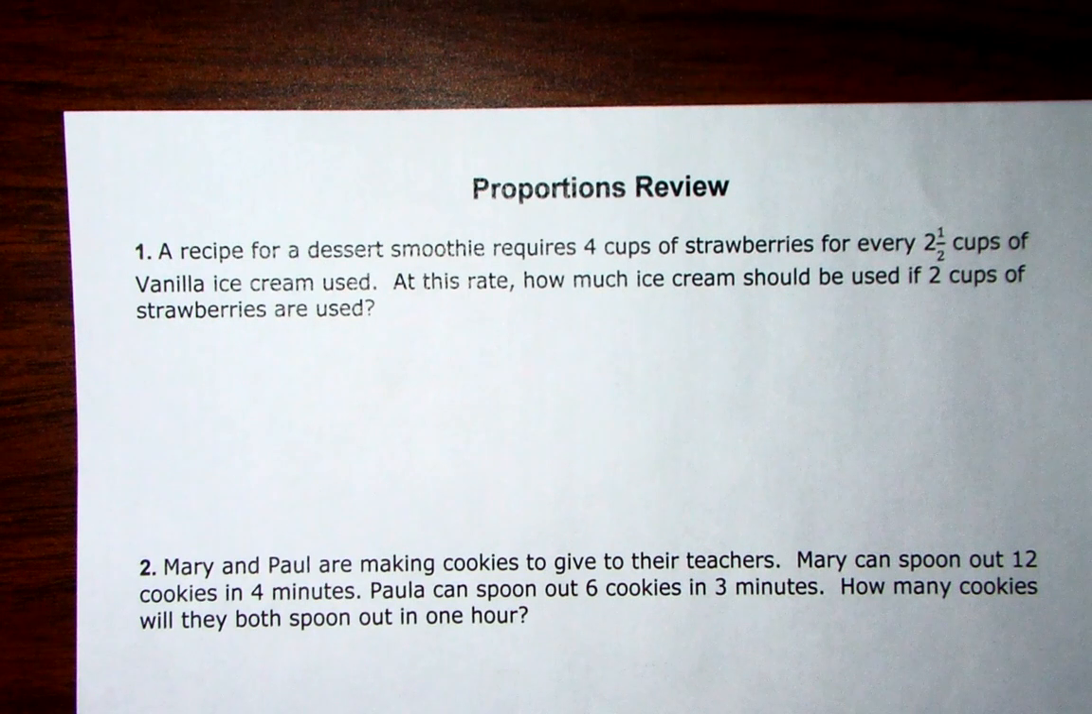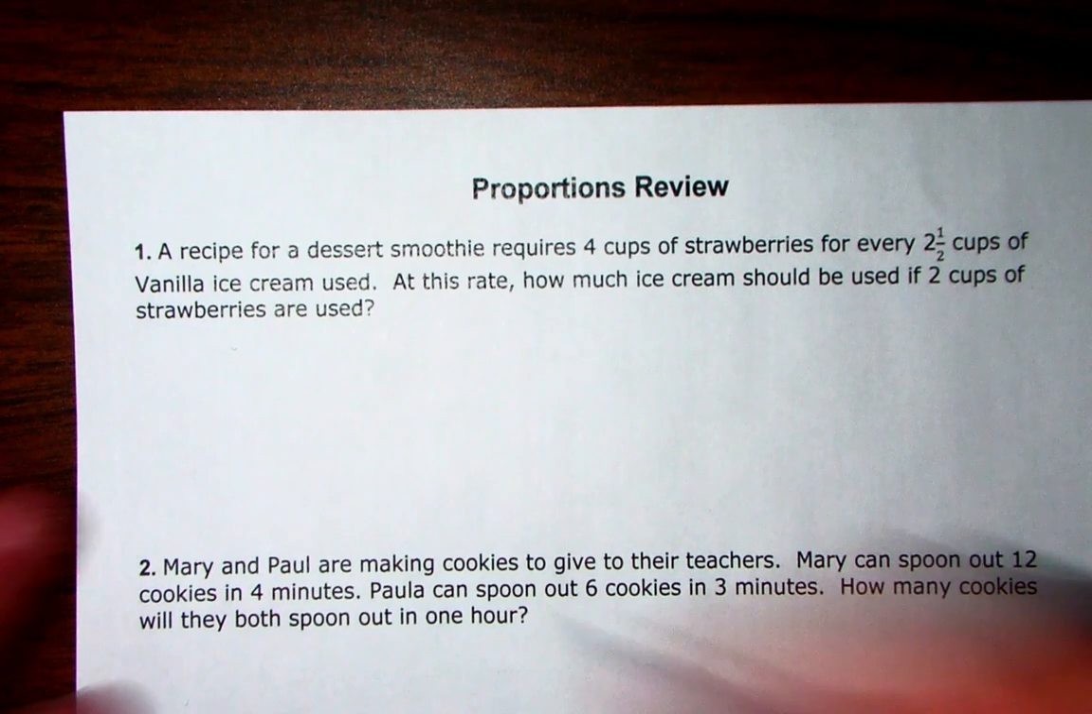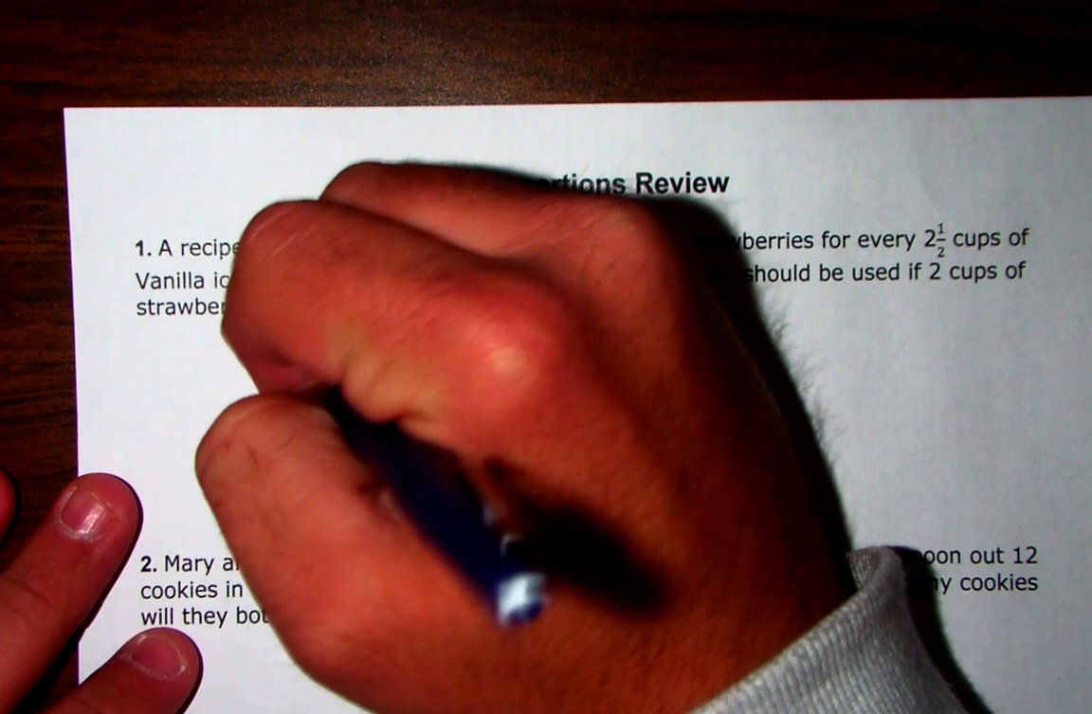So a recipe for a dessert smoothie requires 4 cups of strawberries for every 2.5 cups of vanilla ice cream. This sounds amazing. At this rate, how much ice cream should be used if 2 cups of strawberries are used? So we're comparing strawberries.